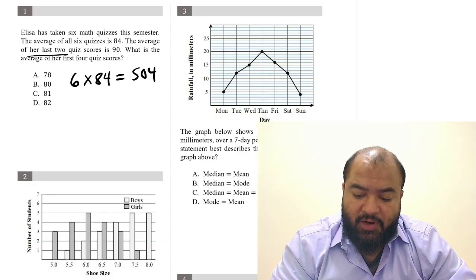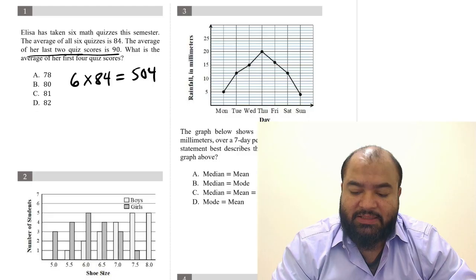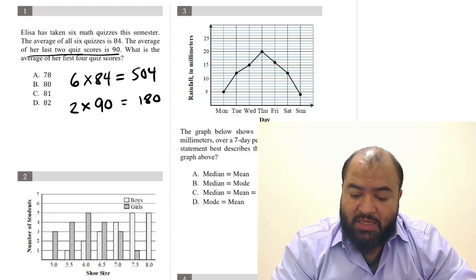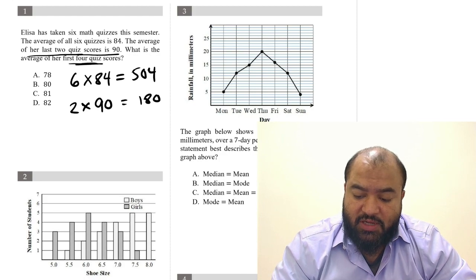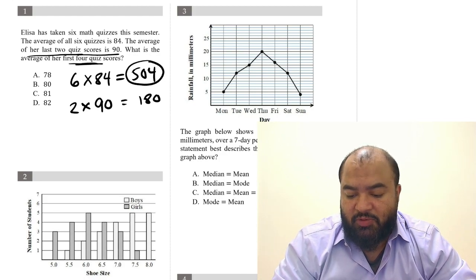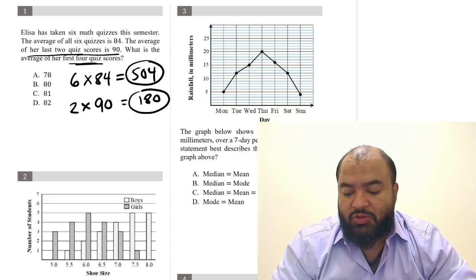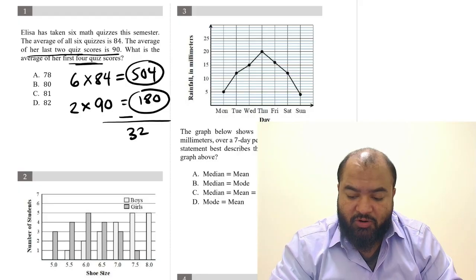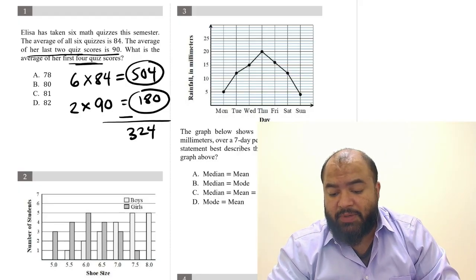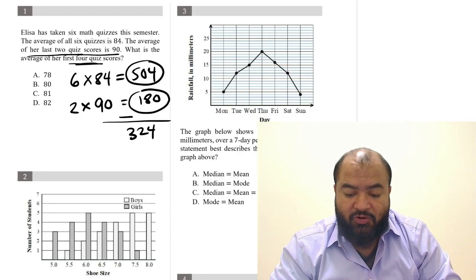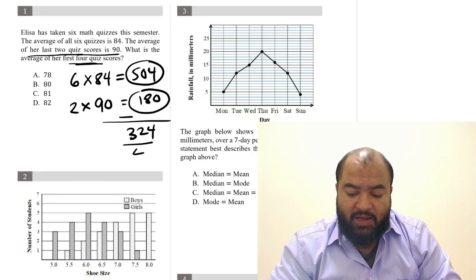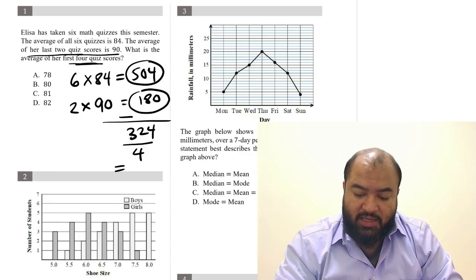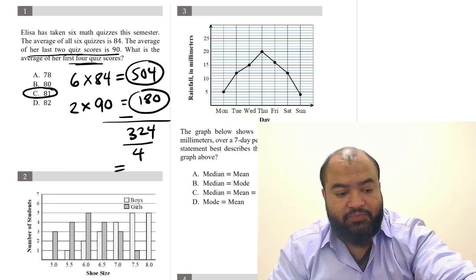Now the average of her last 2 quiz scores is 90. So 2 quizzes, average is 90. That's a total of 180. Now what is the average of the first 4 quizzes? So the total for all 6 quizzes was 504. Total for 2 quizzes is 180. So if I subtract, it's 324, and that's going to be the score for the other 4 quizzes. So I can divide it by 4 to see what is the average of each of those quizzes. Answer is 81, C. Question number 2.